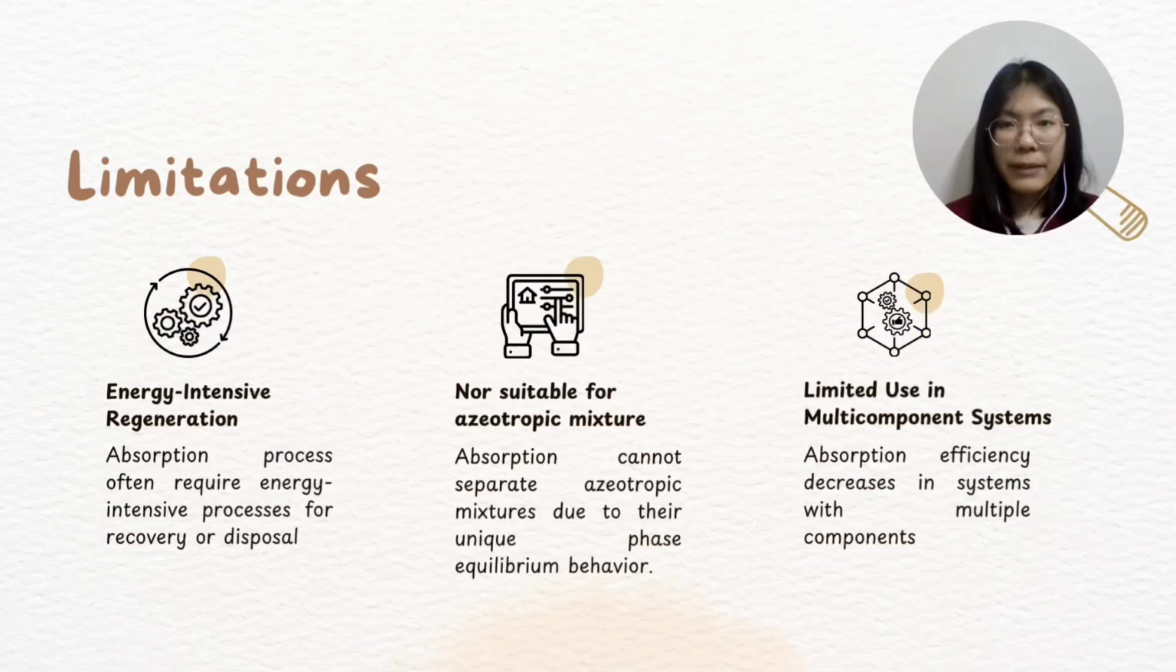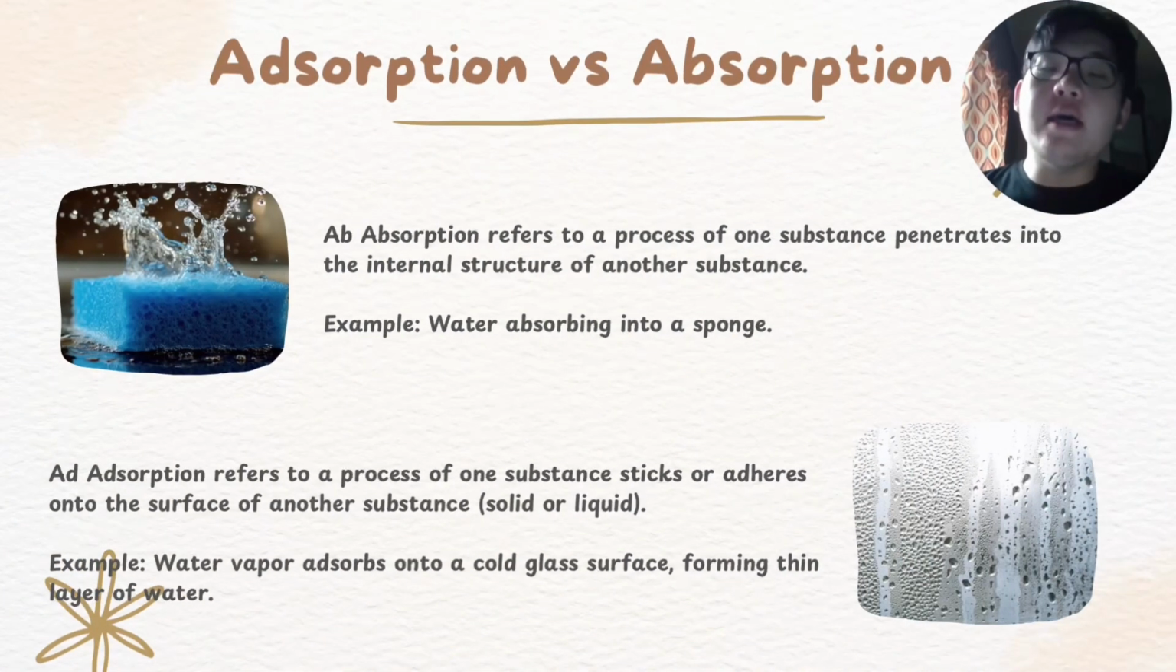Now let us move on to the limitations of the absorption process. First is the energy-intensive regeneration process required for recovery or disposal of absorbent, which will increase the operational cost. Second, absorption process is not suitable for separating isotropic mixture, where the mixture will have the same composition in both liquid and gas state at equilibrium. This will make the separation process more difficult. Furthermore, absorption may be less efficient in multi-component systems, where the presence of multiple components can reduce the overall performance and the selectivity of the process.